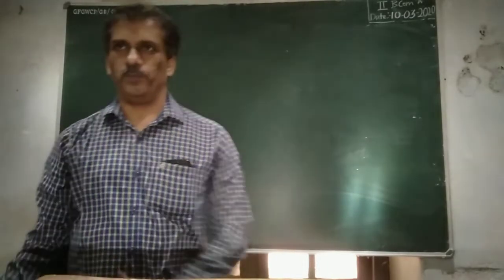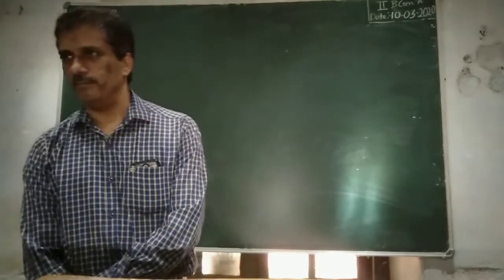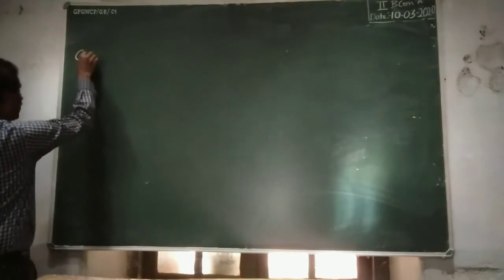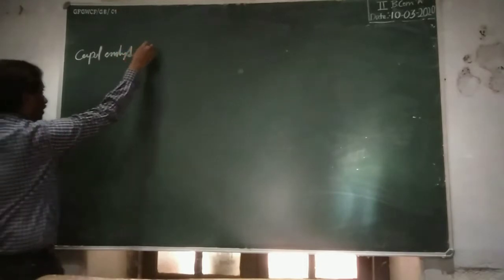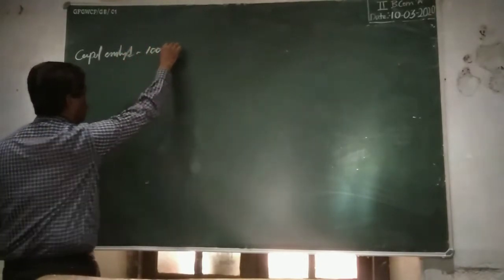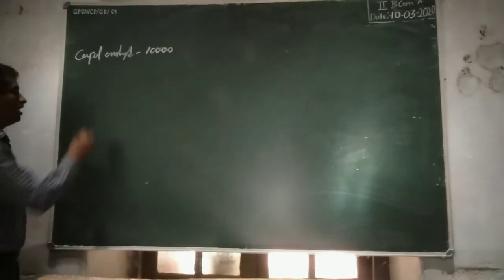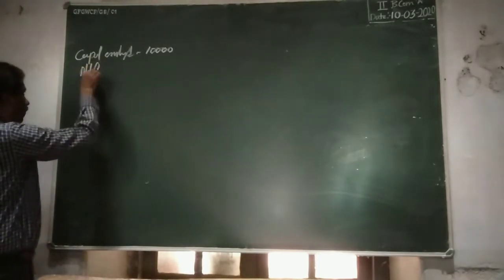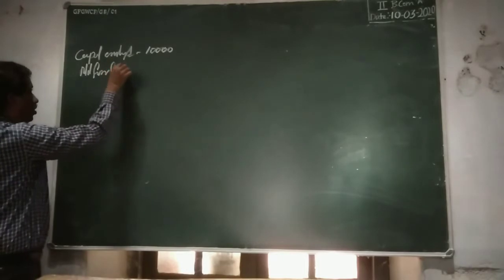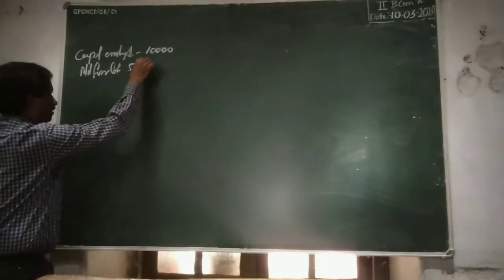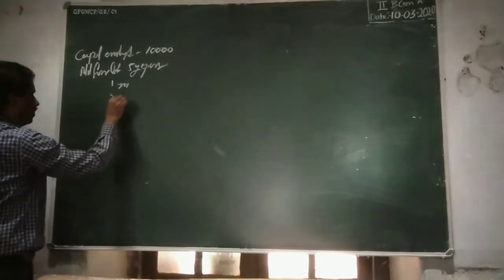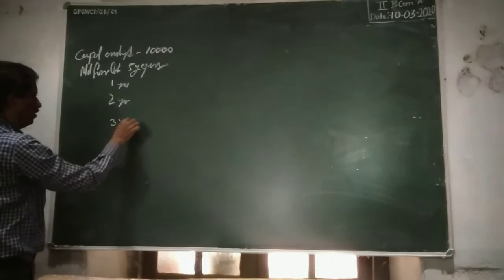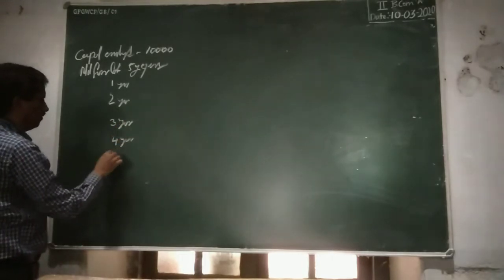Now you are supposed to know how to calculate the goodwill. I will write the problem on the board. First one, capital employed is 10,000. Second one, profit for the last 5 years. First year, second year, third year, fourth year, fifth year.